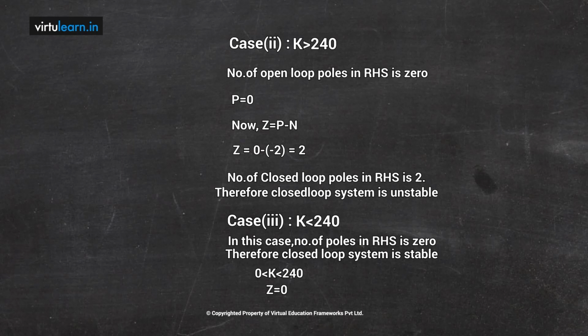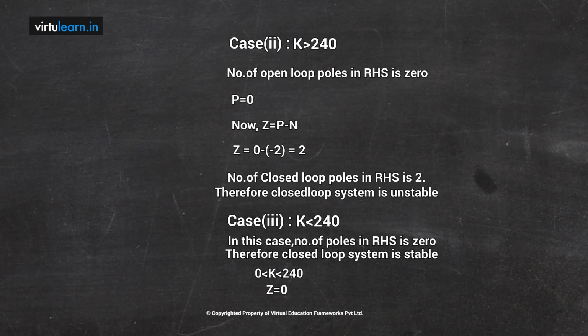Case 3. In case 3, let us take k less than 240. When you take k less than 240, my critical point is away from the circle. When it is away from the circle and you draw one line, there is no intersection at all, so n is equal to 0. We know P is 0, and n is 0, so z is also 0. Therefore, there are no closed loop poles lying in the right half of the s plane. So the closed loop system is stable.